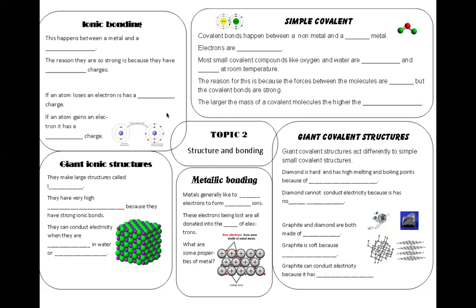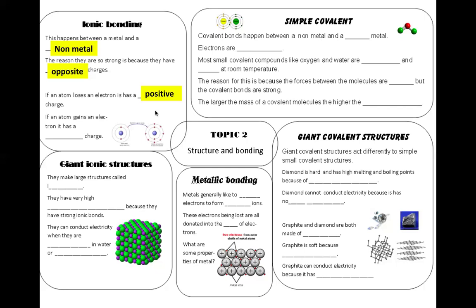Ionic bonding happens between a metal and a non-metal. The reason that they're so strong is because they have opposite charges. Metals are usually positively charged and non-metals are usually negatively charged. If an atom loses an electron, it gives away that negative charge, and therefore it has a positive charge. So think of the electron like a donut. You're holding the donut in your hand. If you give away that donut that has a negative charge, you are now positively charged. You've given away that negative charge.